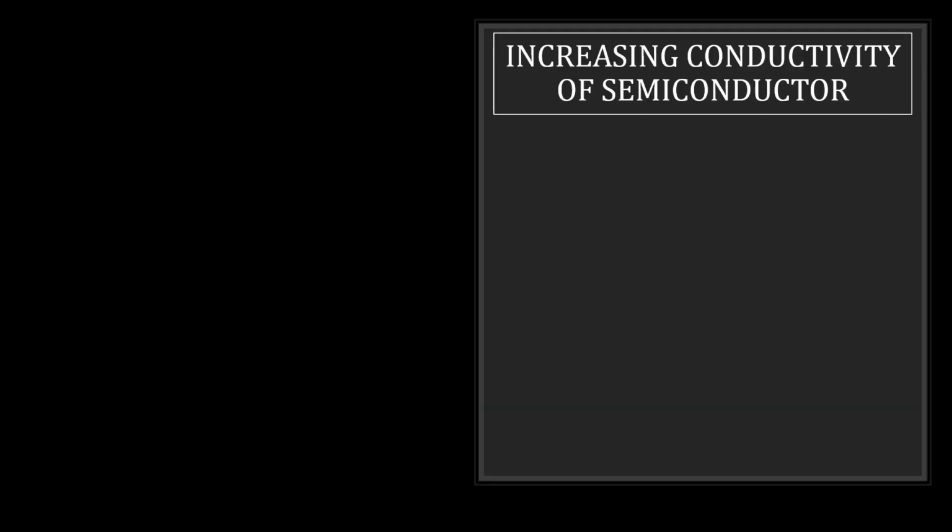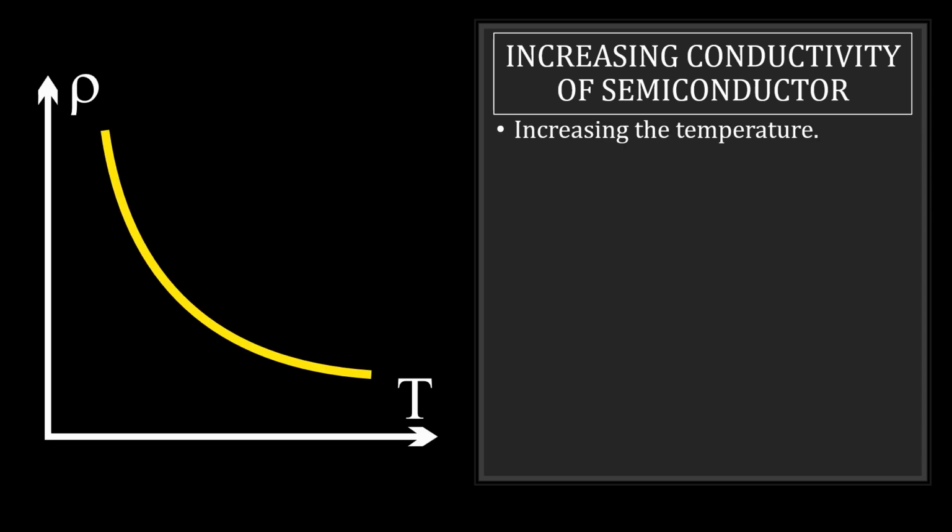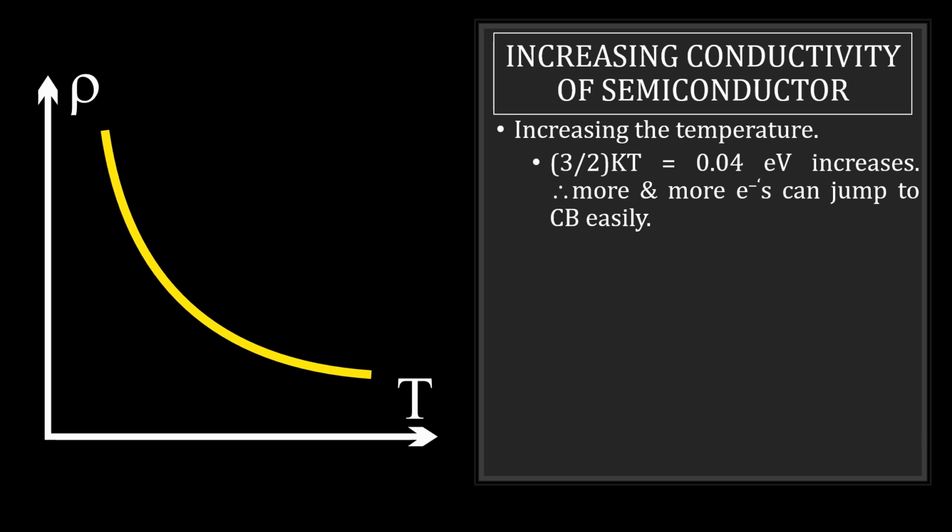Now we want to understand how we can increase the semiconductor's conductivity. By increasing the temperature, I can reduce the resistivity of the semiconductor. And I hope it is very clear, because when I increase the temperature, 3 by 2 kT, which was 0.04 electron volt at 300 Kelvin, will now be more than 0.04 electron volt. So the same semiconductor behaves as a good conductor.